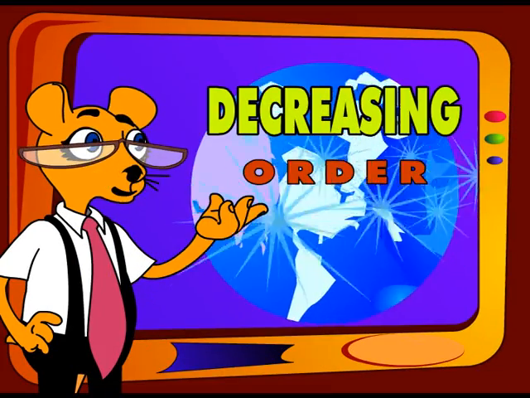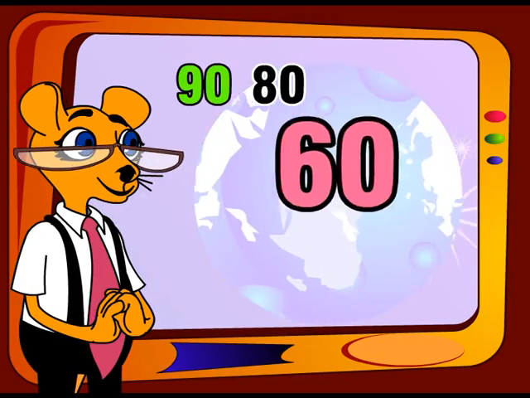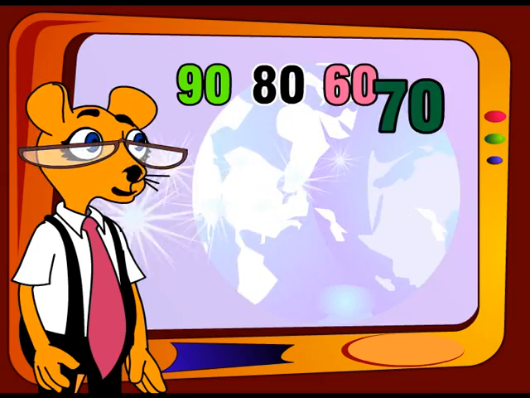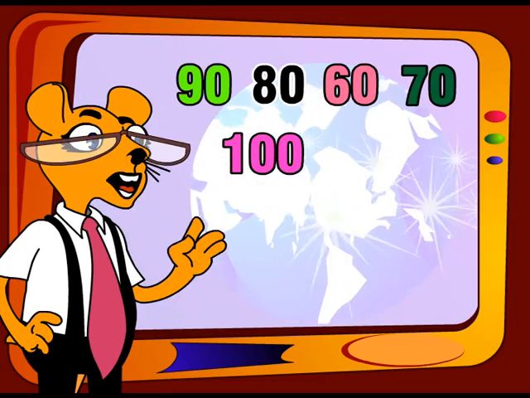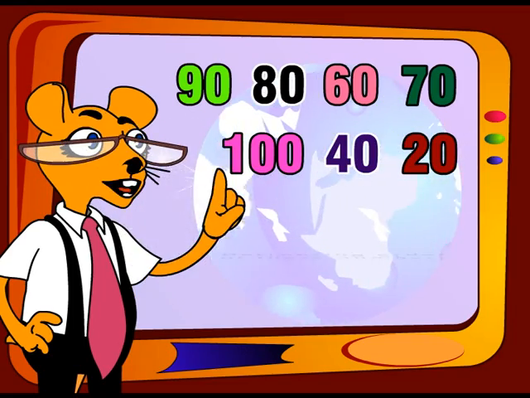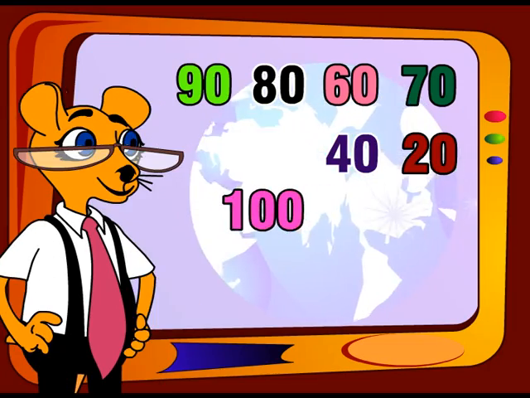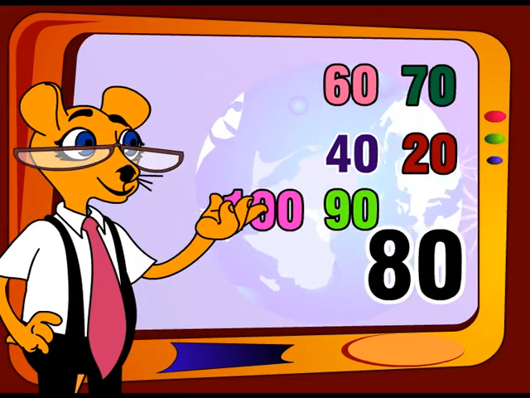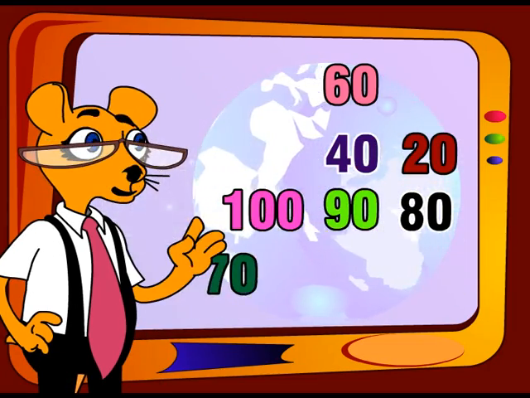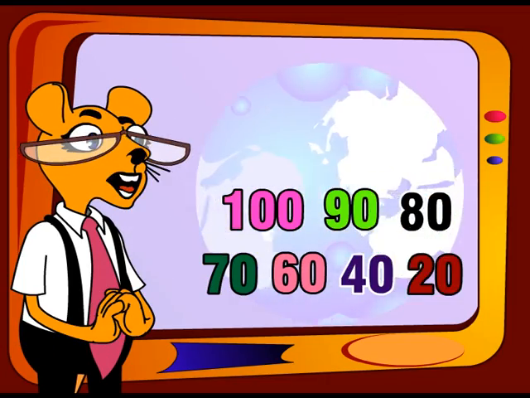Decreasing order. 90, 80, 60, 70, 100, 40, 20. Decreasing order of these numbers. 100, 90, 80, 70, 60, 40, 20.